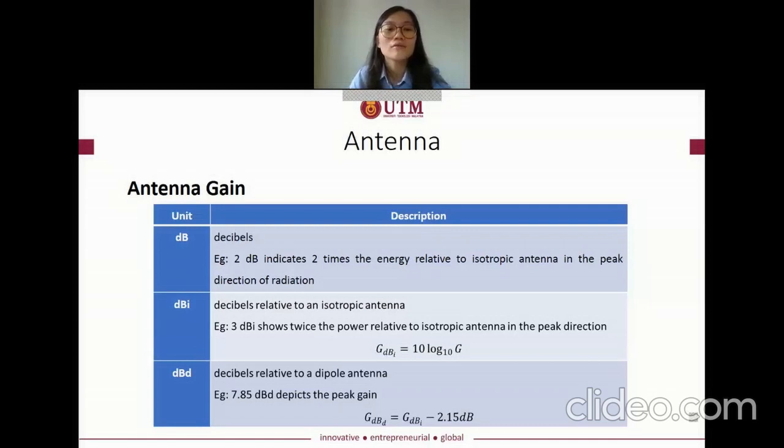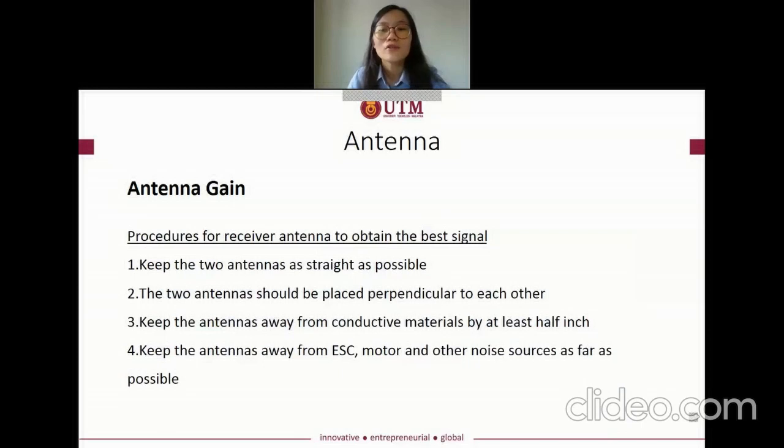To make sure that the receiver antenna can obtain the phase signal, both of the antennas should be kept as straight as possible to prevent reduction of the effective range. Second, the antennas should be placed perpendicular to each other. Third, the antenna must be kept away from conductive material by at least half an inch. Last, the antenna must be kept as far as possible from ESC, motor, and other noise sources.